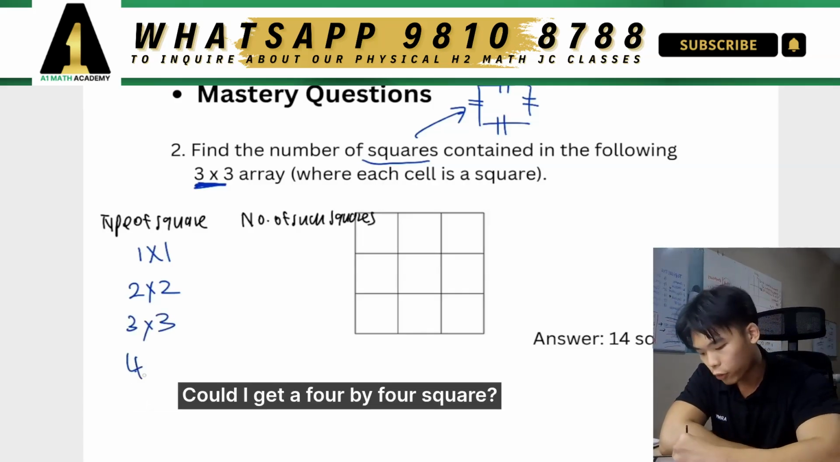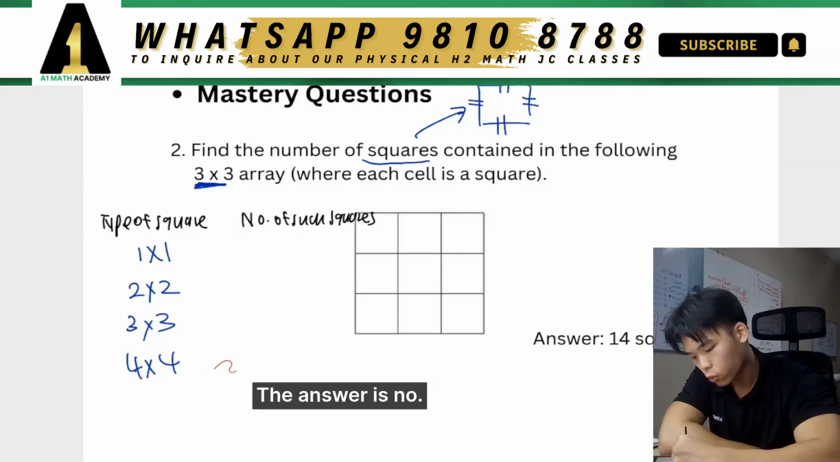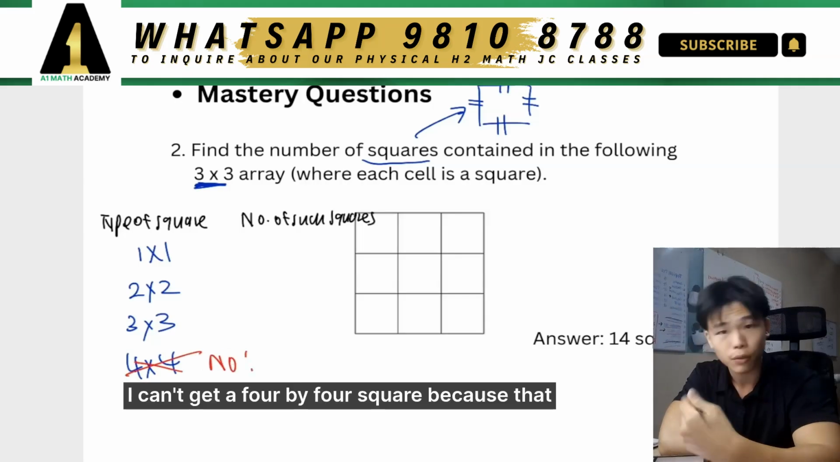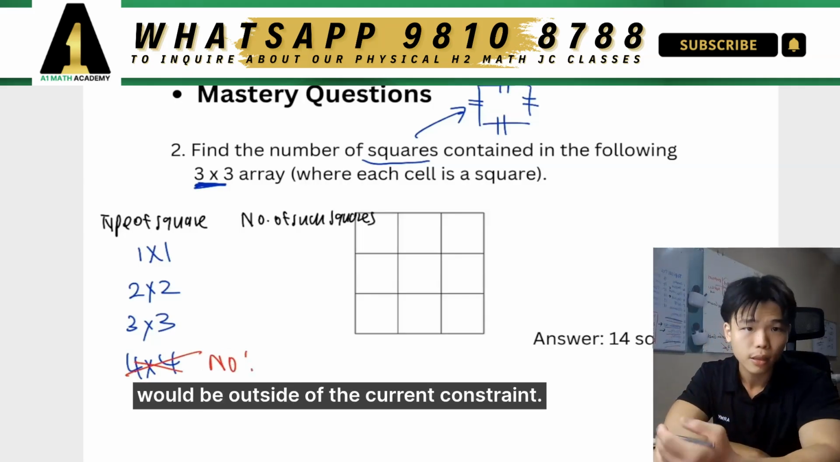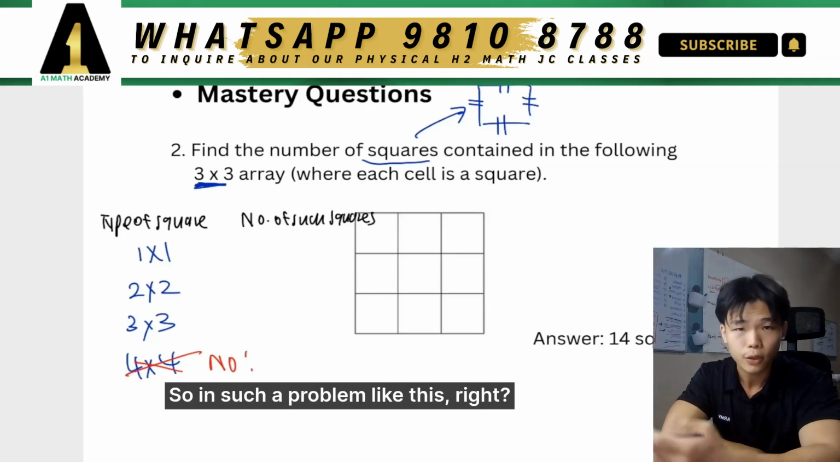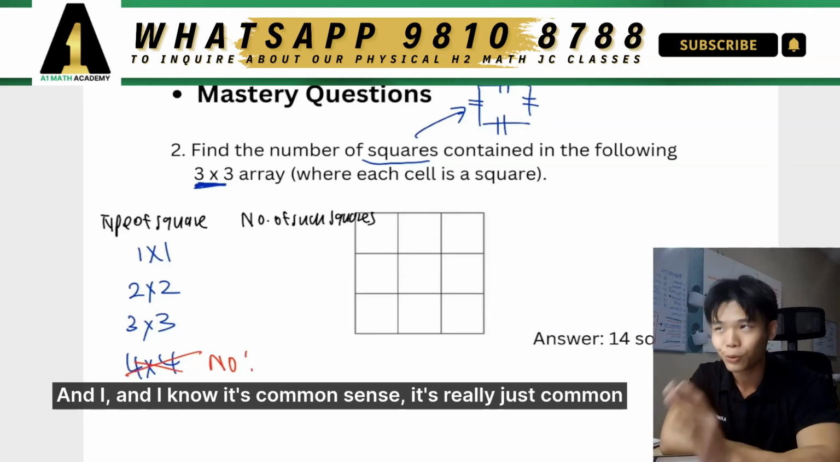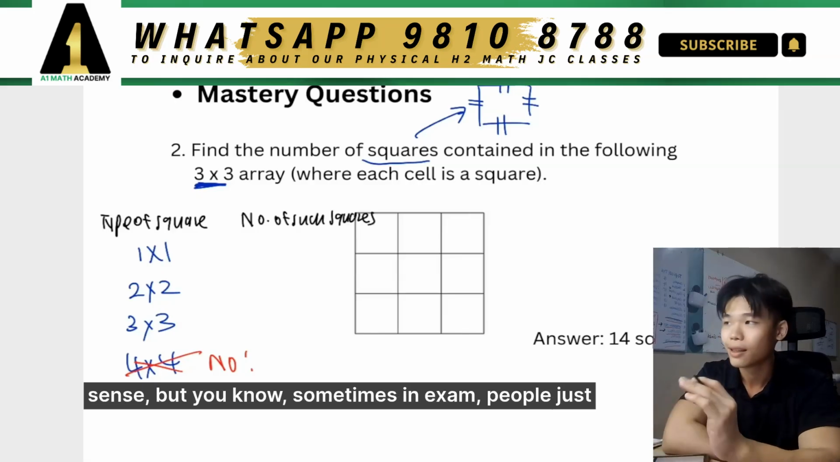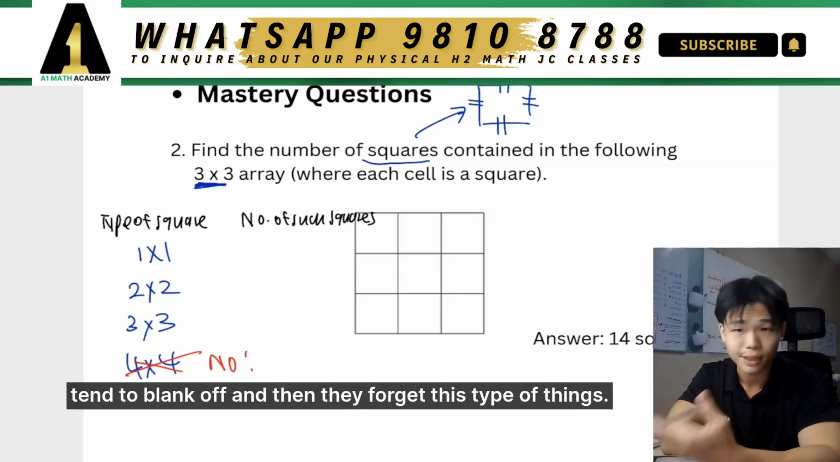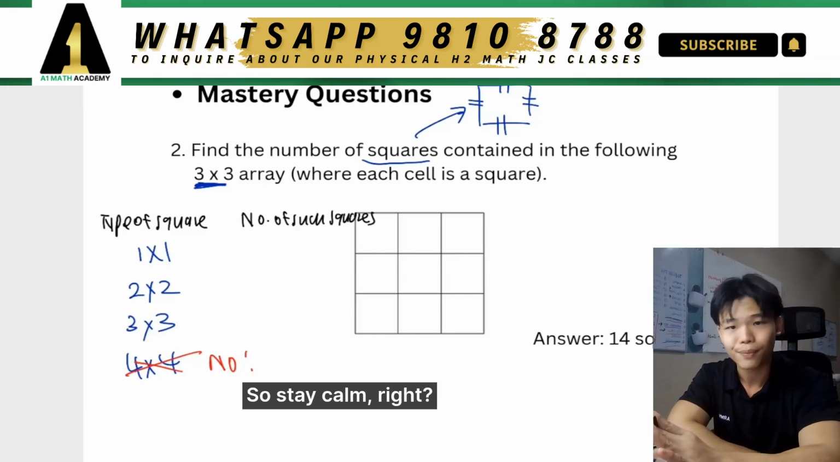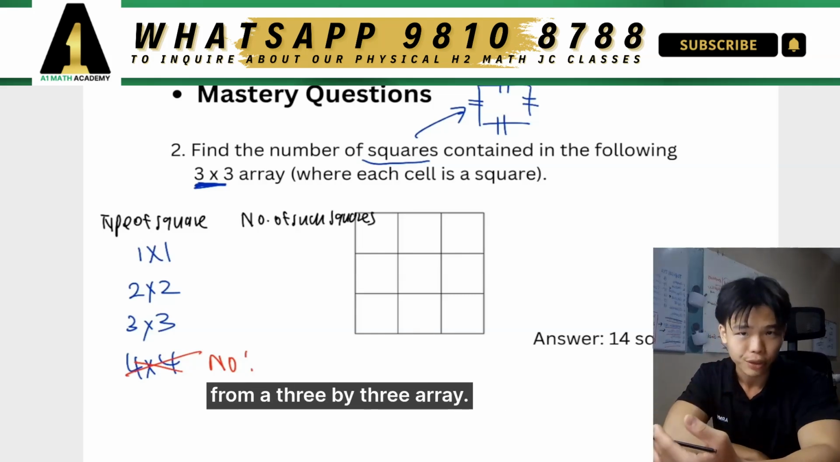Could I get a 4 by 4 square? The answer is no, right? I can't get a 4 by 4 square because that would be outside of the current constraint. So in such a chapter, it's very important to exercise some common sense. I know it's really just common sense, but sometimes in exams people tend to blank out and forget this stuff. So stay calm, right? You can't get a 4 by 4 square from a 3 by 3 array.